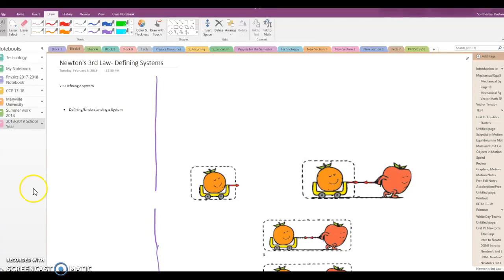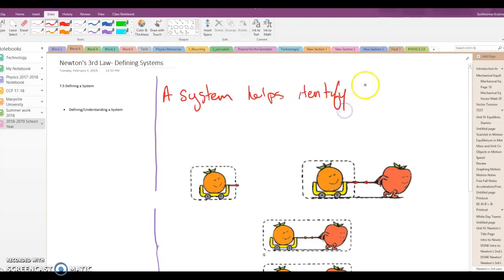We're going to look at defining a system. So a system helps identify the forces acting on an object.